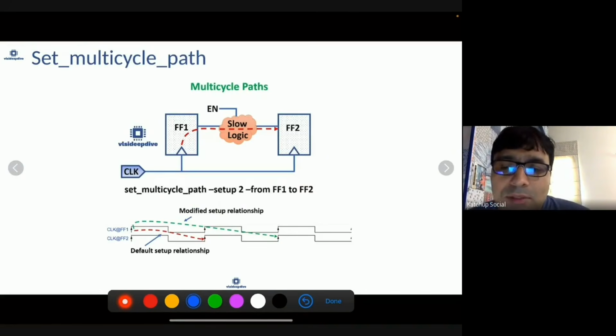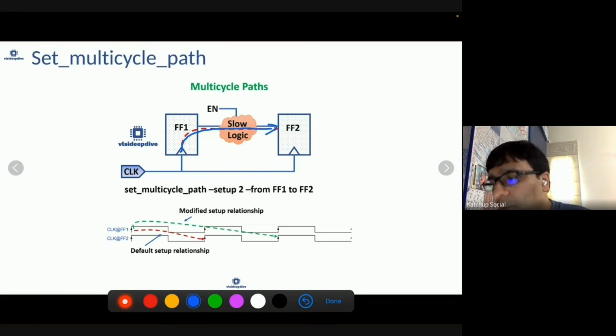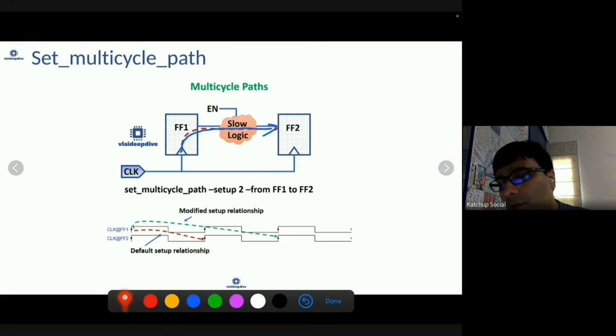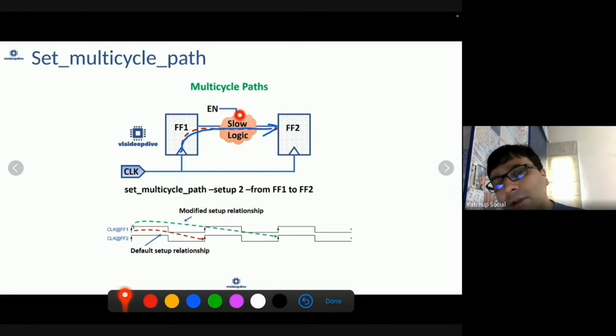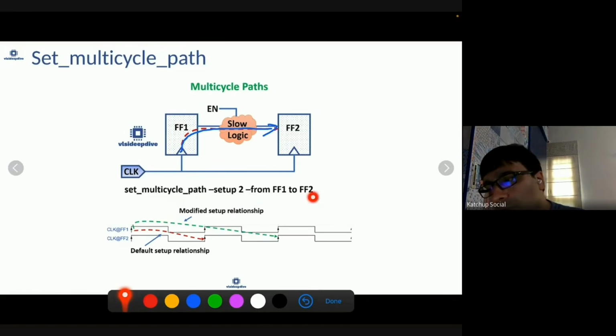Set multi-cycle path is used to change the default behavior, which is one cycle. So let's say you have this path, and this is very slow logic, and you cannot meet timing in one cycle, and you have appropriately added an enable condition so that the path takes 2 cycles. Here, you can tell the STA tool, don't meet this path timing in one cycle, but do a setup check of 2 cycles. So FF1 to FF2, you don't meet timing in one cycle, but you meet it in 2 cycles.